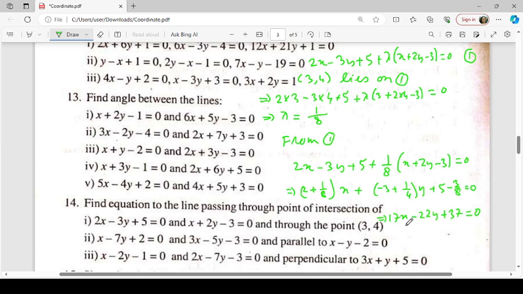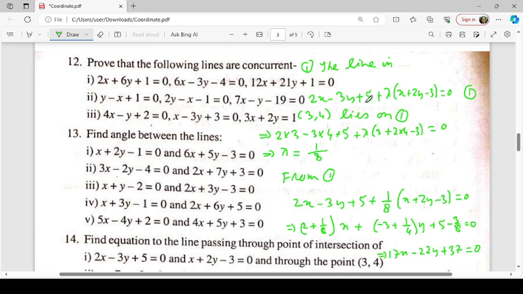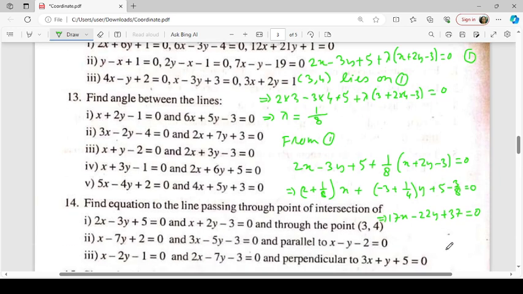So what we are doing, our general equation we write with lambda here, then because (3, 4) is a point here, we write x equal to 3, y equal to 4, and then we find the value of lambda. Then we again put the value of lambda equal to 1 by 8 here and simplify it, and we have this first degree equation in x and y.